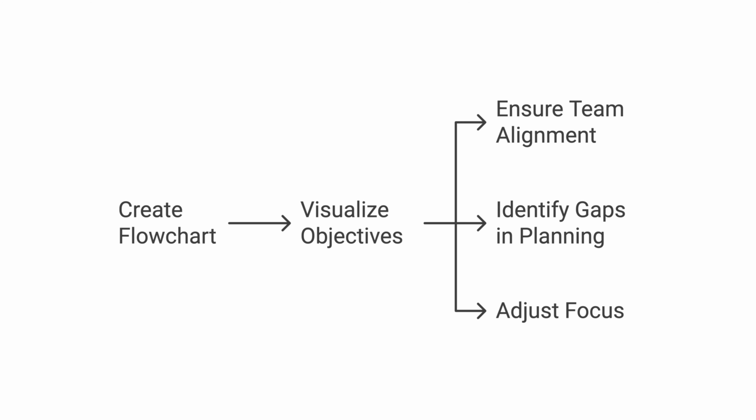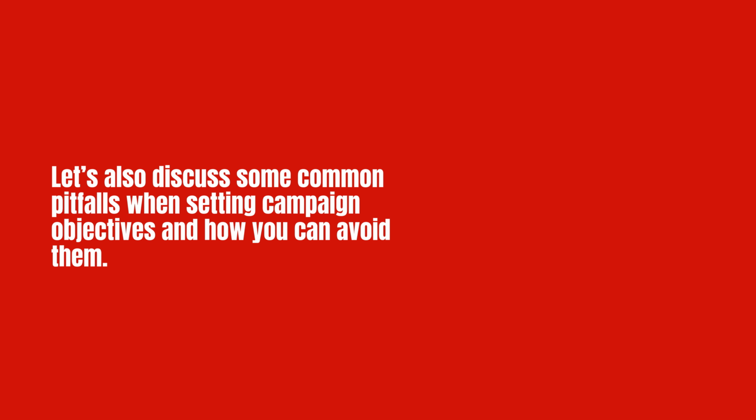Creating a flowchart of your objectives can also be incredibly beneficial. Visualizing your objectives and their relationships helps ensure everyone on your team is aligned and aware of the overall strategy. This visual representation can also help you identify any gaps in your planning and where you might need to adjust your focus. Let's also discuss some common pitfalls when setting campaign objectives and how you can avoid them.